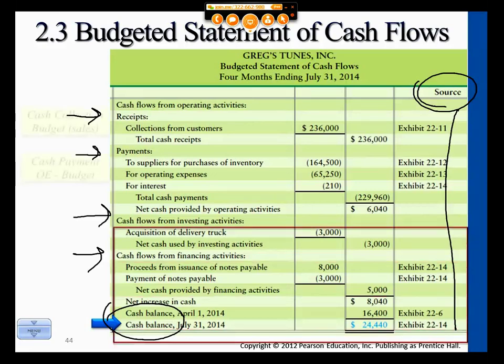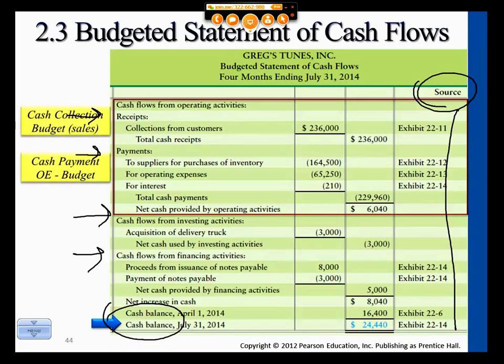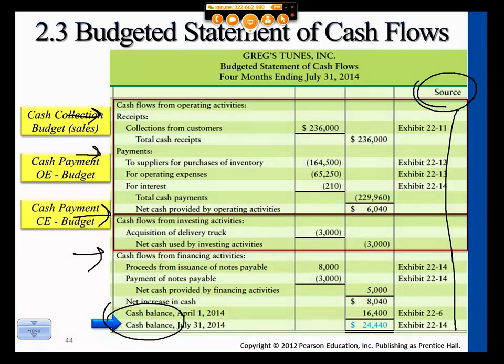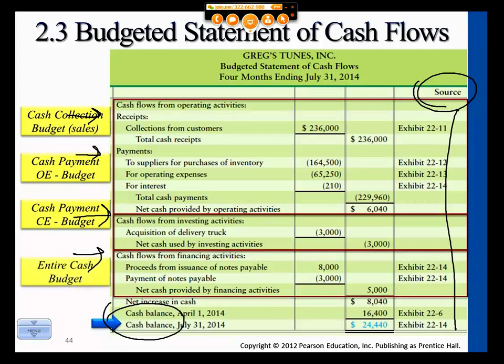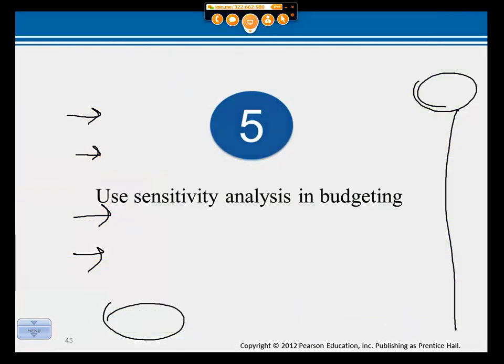So let me show you really quick where we're getting it. Cash collection budget and cash payments, and then the entire cash budget. So we're borrowing numbers from other budgets to put together our final statement of cash flows. All right.